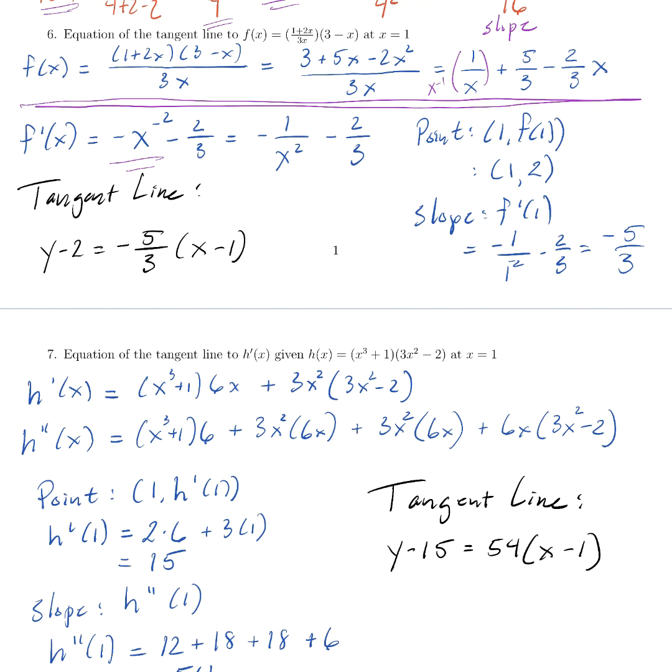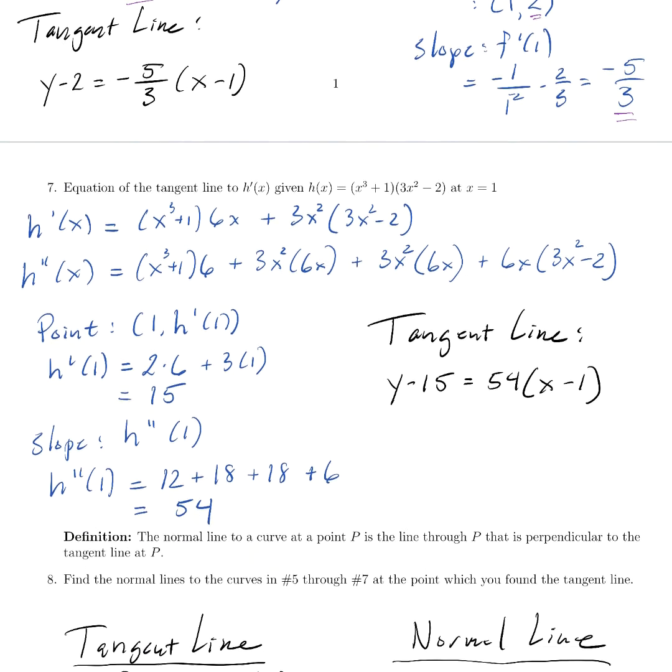So the point, again, we're finding the equation of a line, so we need a point and a slope. The point is 1 and the output of the function at 1. If we put 1 in there for x into our original function, the output is 2. So the point is (1, 2). And we need to find f prime of 1 as the slope of our tangent line, and that is negative 5/3. And so our tangent line is y minus 2 equals negative 5/3 times x minus 1.